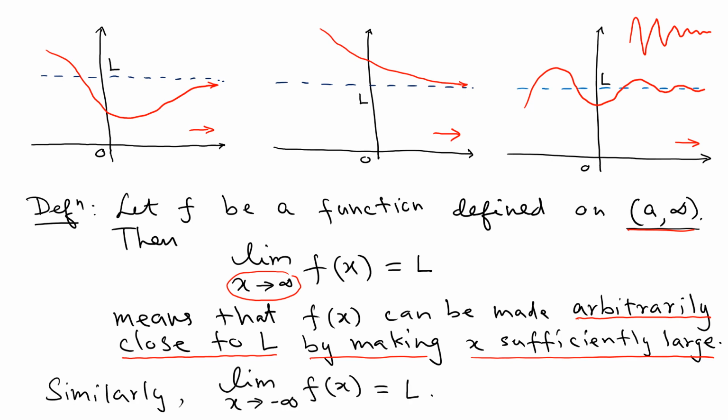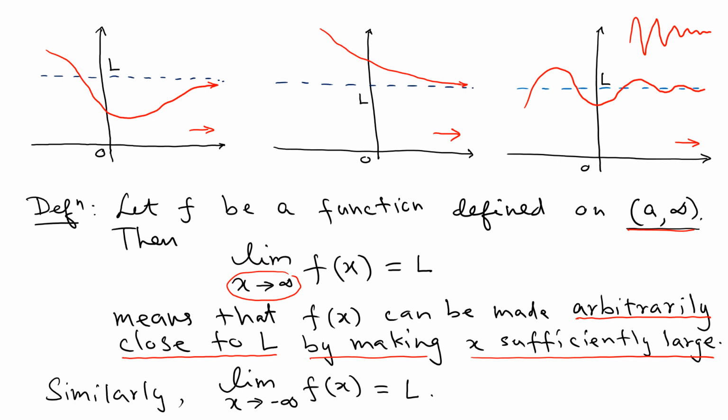In a similar idea, if x goes to negative infinity, that means x gets sufficiently small. That's how we call it, sufficiently small. Then you can make the function close to another value, let's say L. So it's a similar idea. Okay.